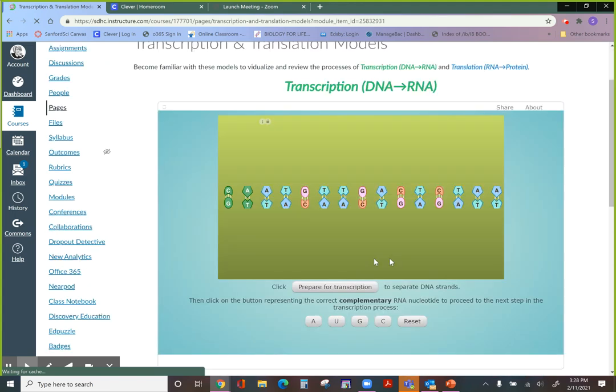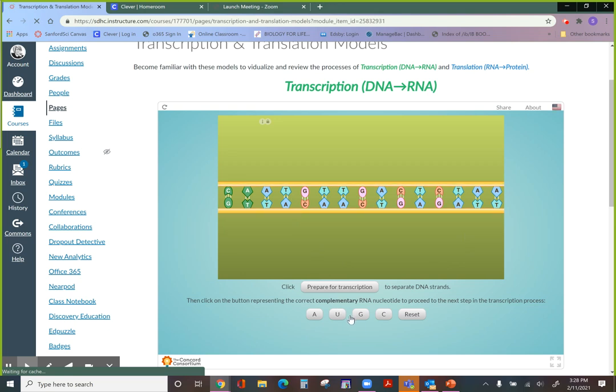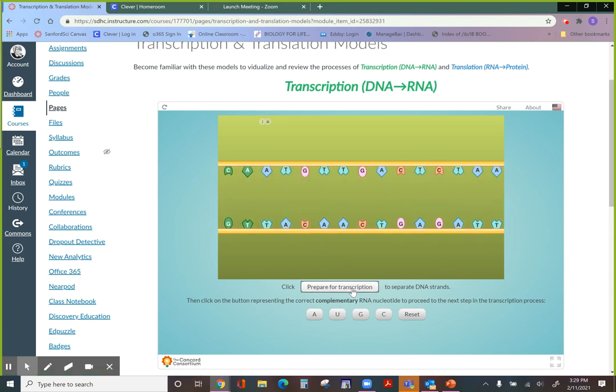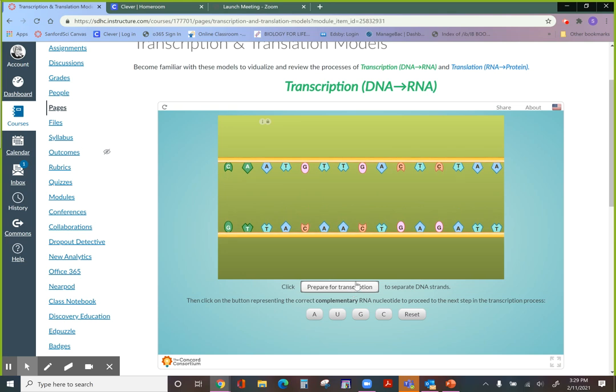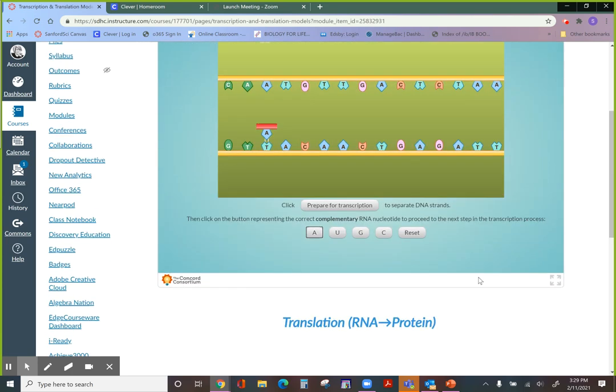Okay, so you have a model of transcription here. This will take you through the process of transcription. Prepare for transcription. And then you're going to, let's see, where is our complementary RNA strand? So let's see, G, C. I guess they don't start there. T, that will be A. There we go. So T, A, it starts there. So then you click and you go through the process of creating a strand of mRNA. And that's transcription from DNA to RNA.